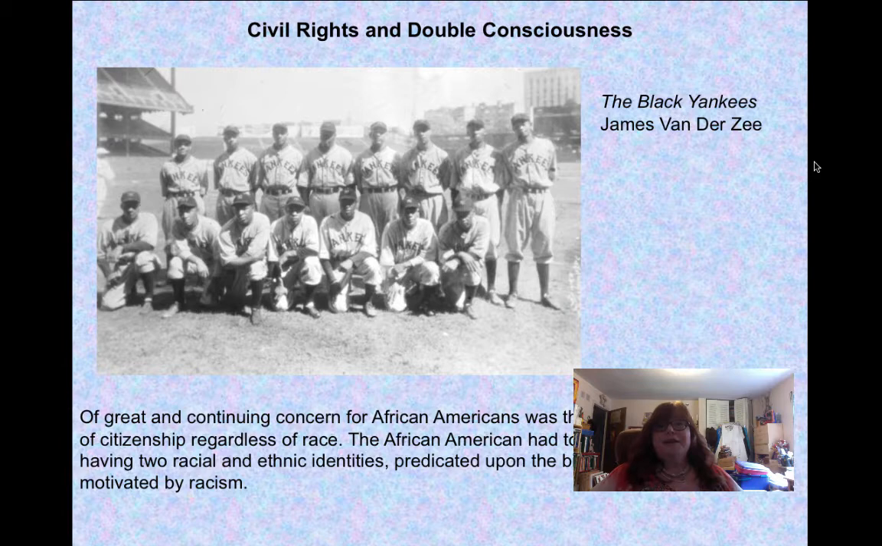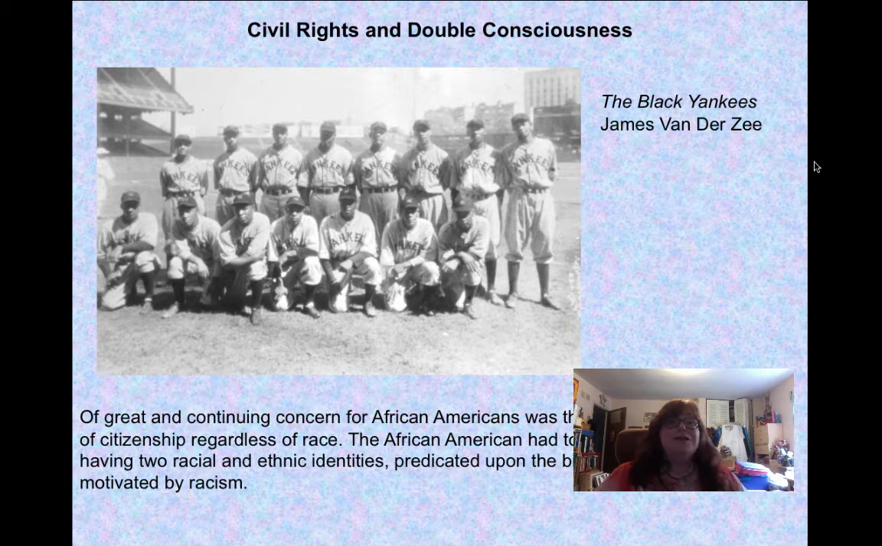So the other thing that we see affecting artists right now is this notion of civil rights and double consciousness. And this photograph here by Harlem Renaissance photographer James Van Der Zee kind of summarizes everything. It's the Black Yankees. So we had a white Yankees and we had a black Yankees. We had a Negro baseball league. So people of African descent found themselves having this double consciousness that we're Americans, but we're not necessarily getting all the benefits of being Americans.